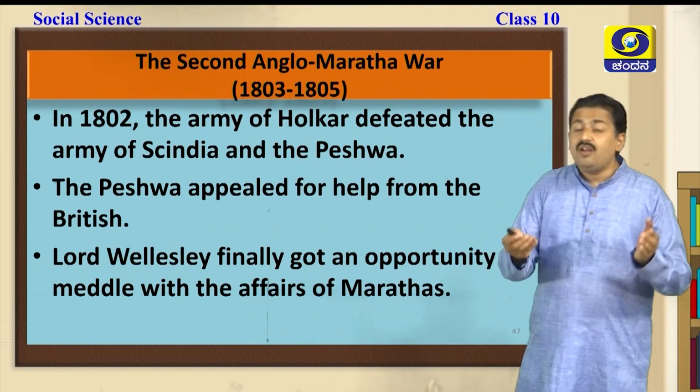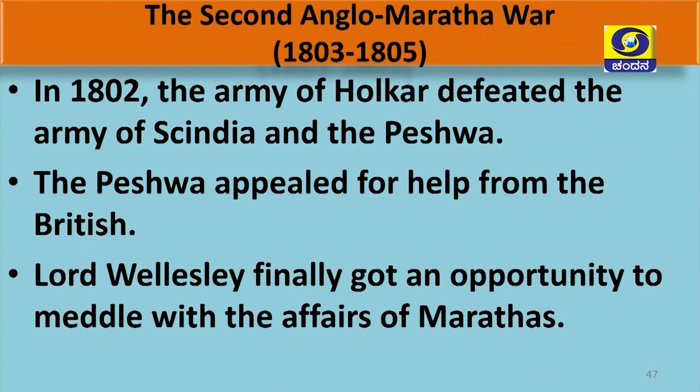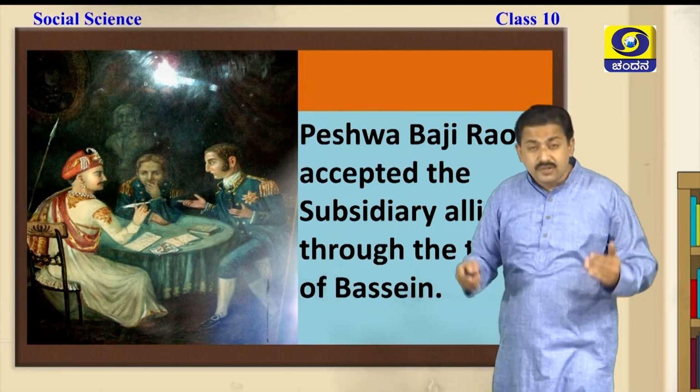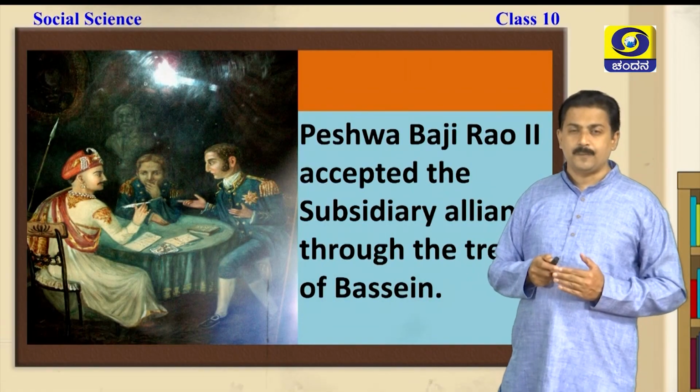Lord Wellesley got a very good opportunity to interfere in the politics of the Maratha Confederacy. He got an opportunity to meddle with the affairs of the Marathas. Therefore, he imposed the subsidiary alliance on the Maratha Confederacy.